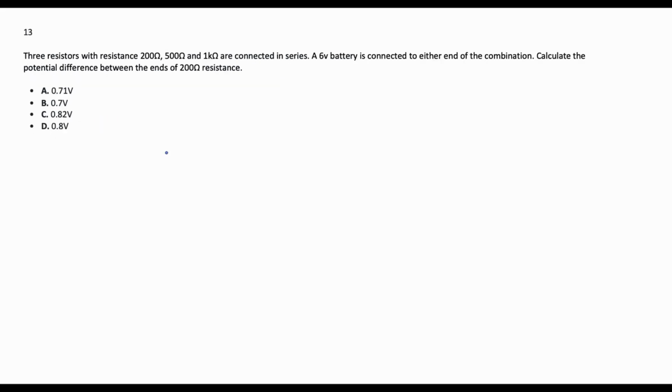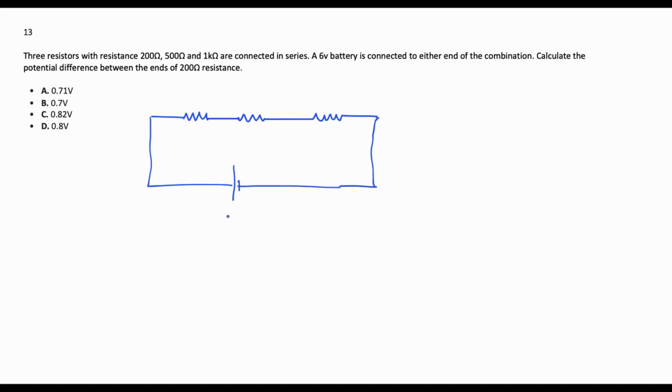Question 13 says, three resistors with resistances 200 ohms, 500 ohms, and 1 kilo ohm are connected in series. A 6-volt battery is connected to either end of the combination. Calculate the potential difference between the ends of the 200 ohm resistance. So here we have three resistors connected in series: the first resistor, the second one, and the third resistor. Now, we have a battery of 6 volts connected to this. So we have a 6-volt battery, we have 200 ohms here, we have 500 ohms, and we have 1000 ohms.